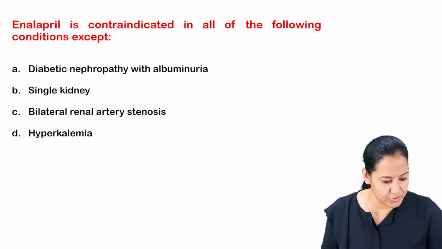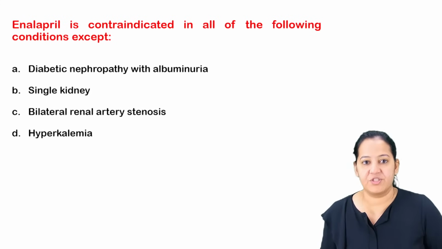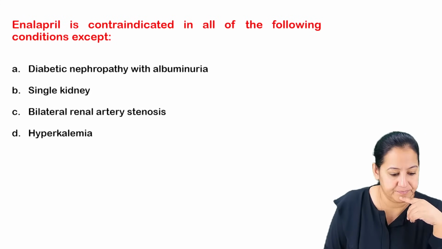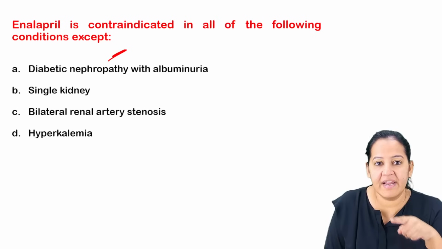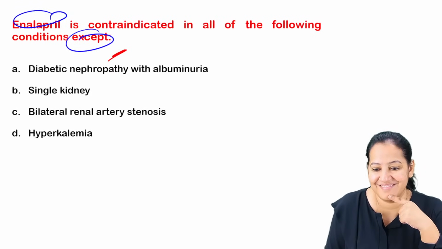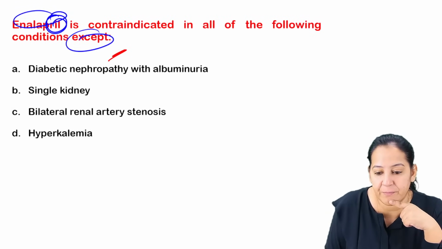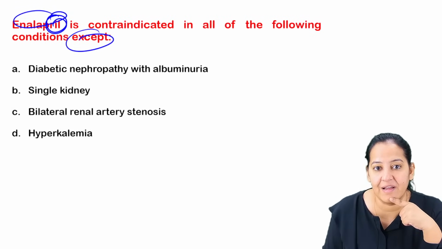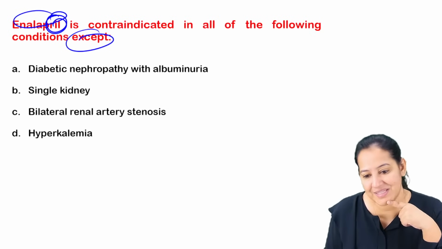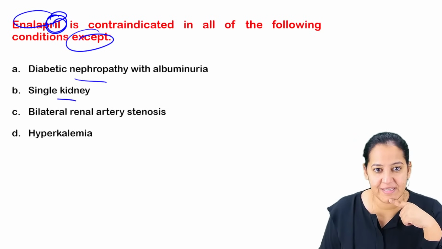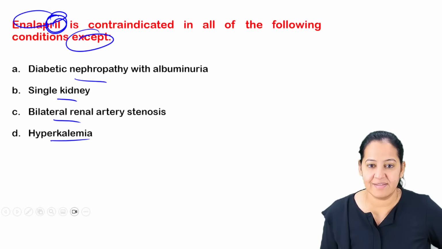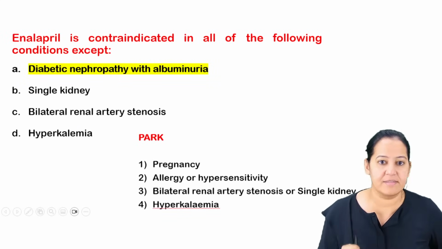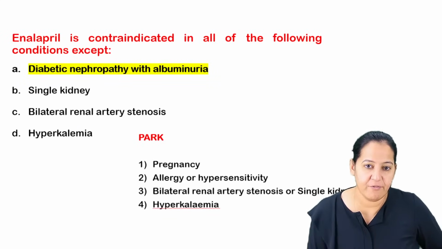The next chapter we are going to cover is the ACE inhibitors. Enalapril is contraindicated in all of the following except. I'm asking for a pril, one of the prils. Enalapril is one of the prils. It is an ACE inhibitor. What is the correct answer? Is it diabetic nephropathy, single kidney, bilateral renal stenosis, or hyperkalemia? I will come on the question again. The correct answer is diabetic nephropathy with albuminuria. I will give you a mnemonic, the PAR.